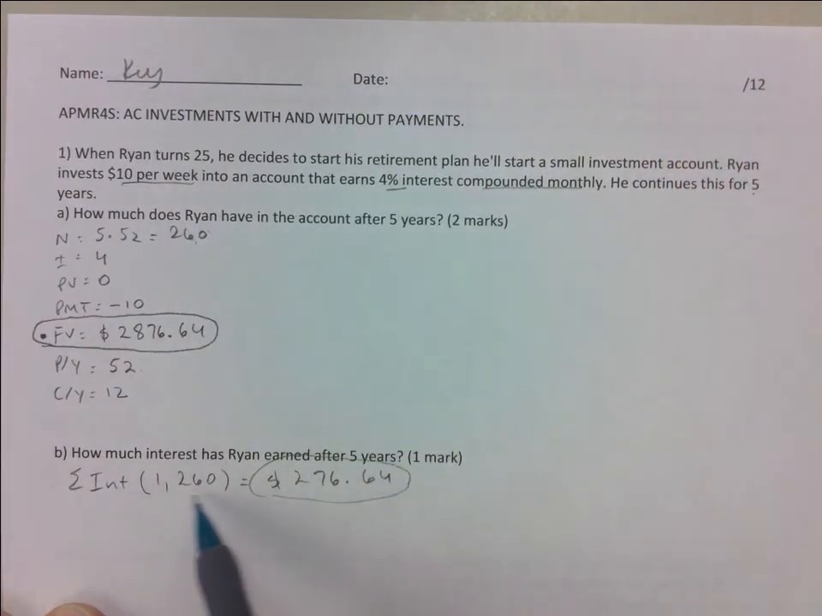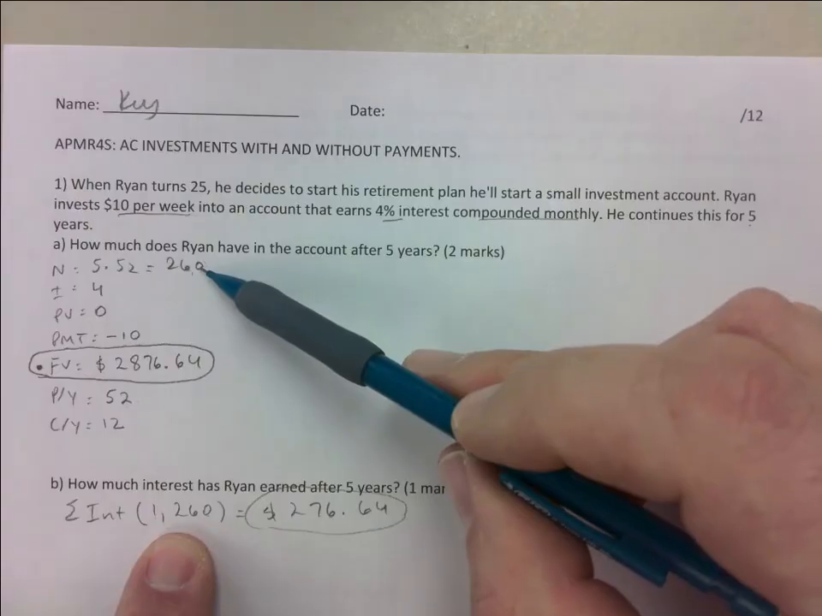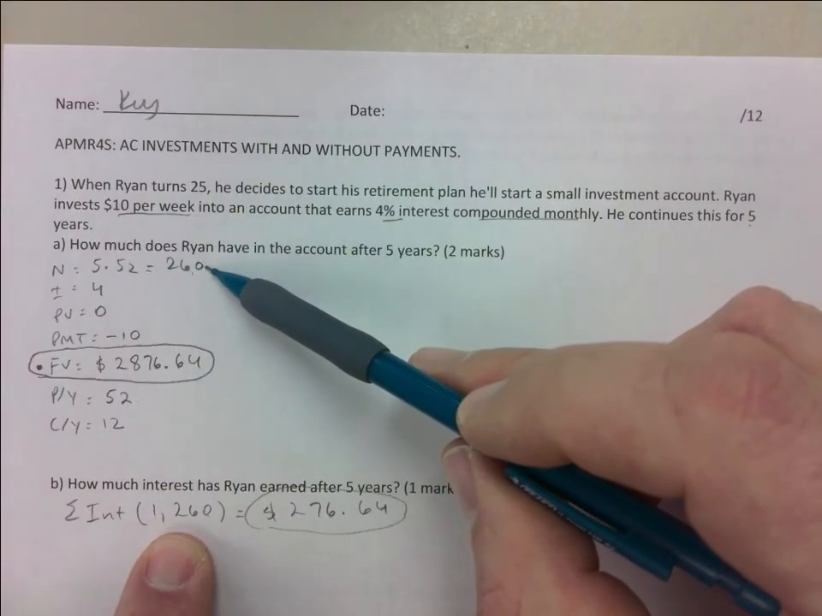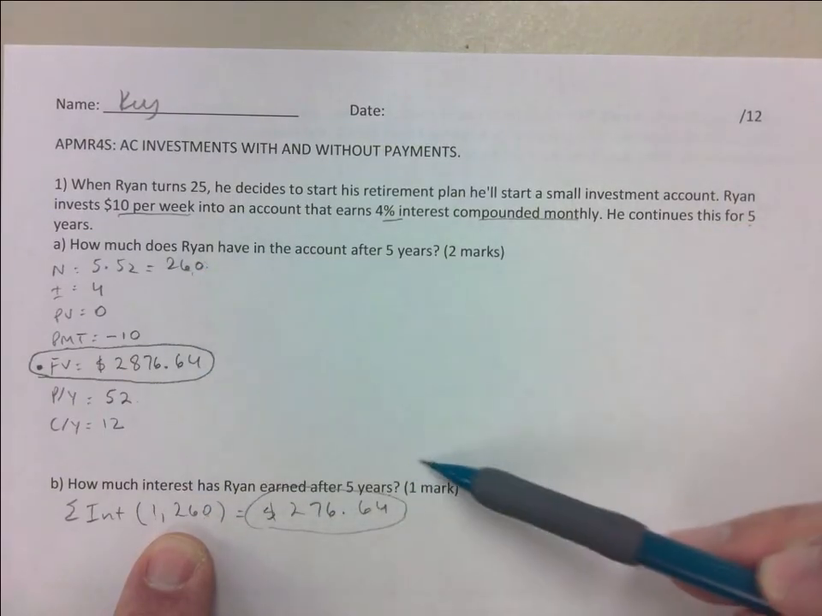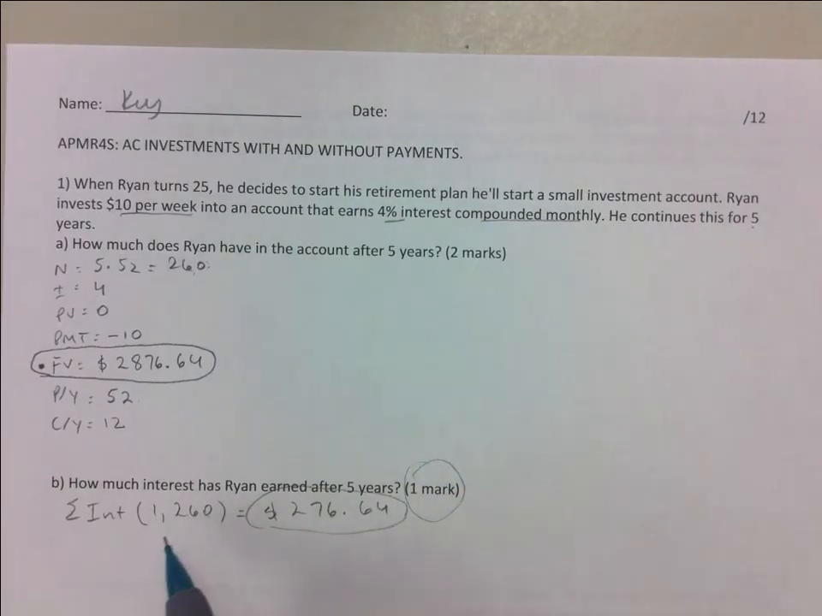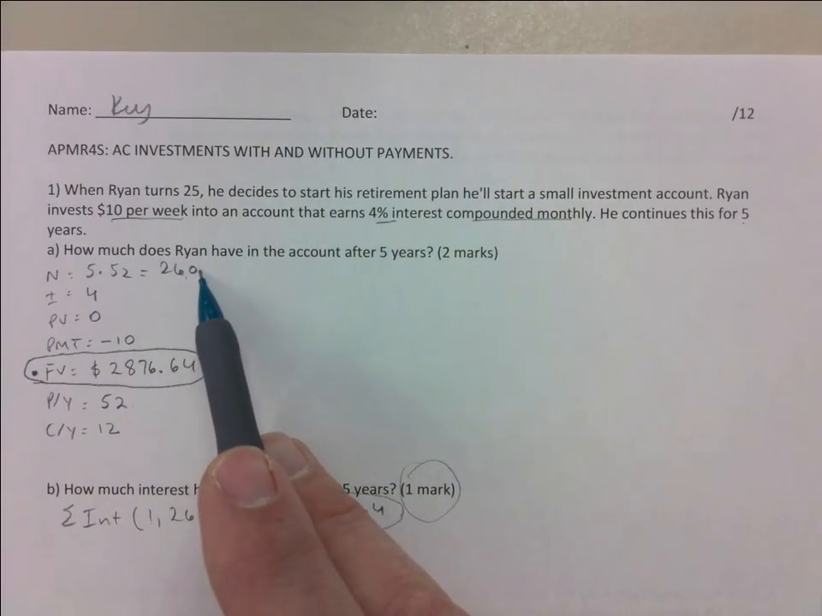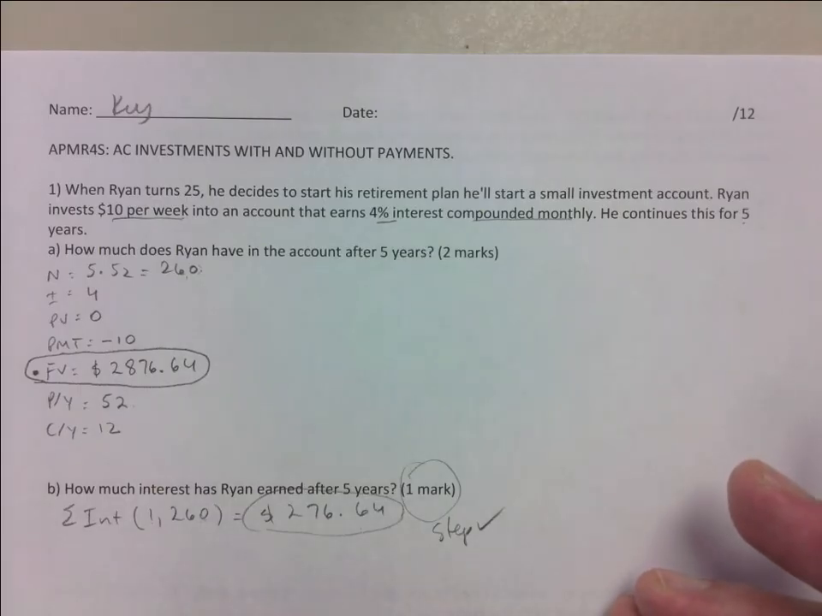If you show me sum of interest 1 comma, this number should match whatever you have for n here. If I see this matching that, you get this mark. Let's say you got 1 to 52, because n here is 52 for you. Then I would still honor it. Then you get the step check, which means that the step is still correct.